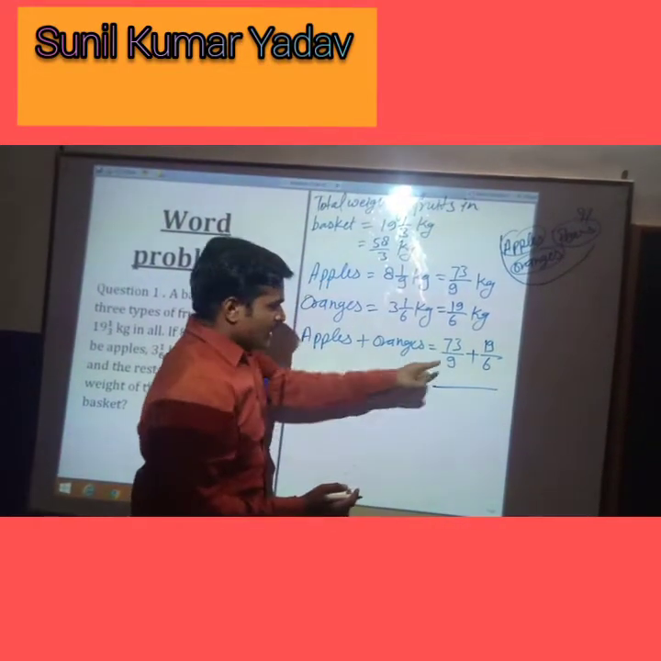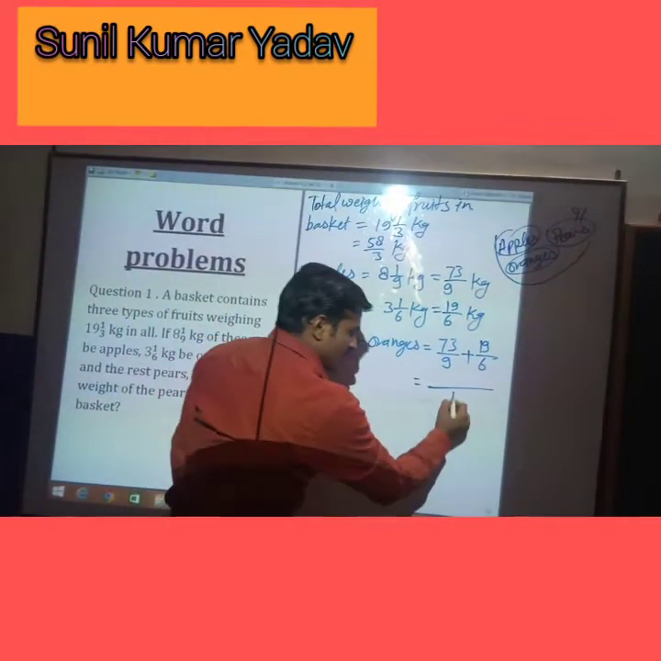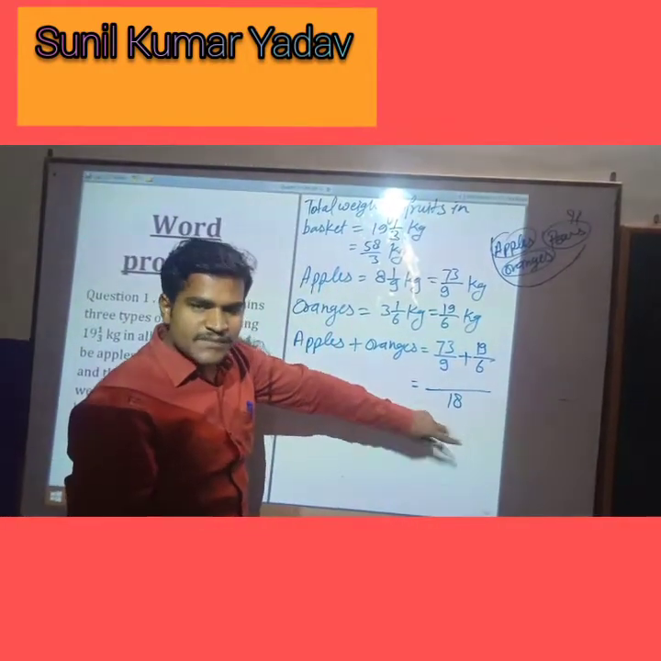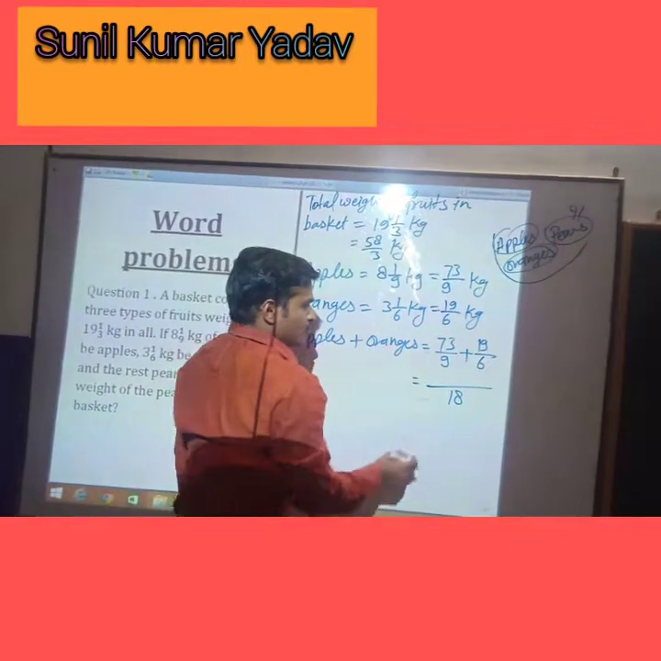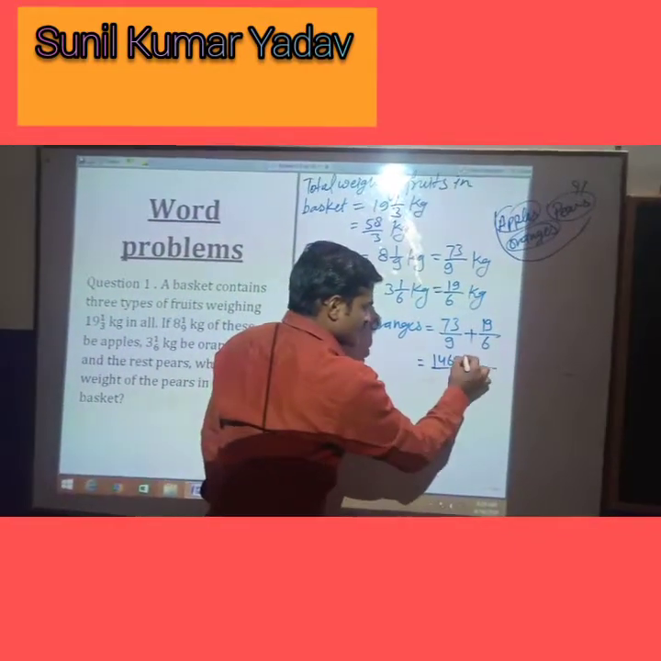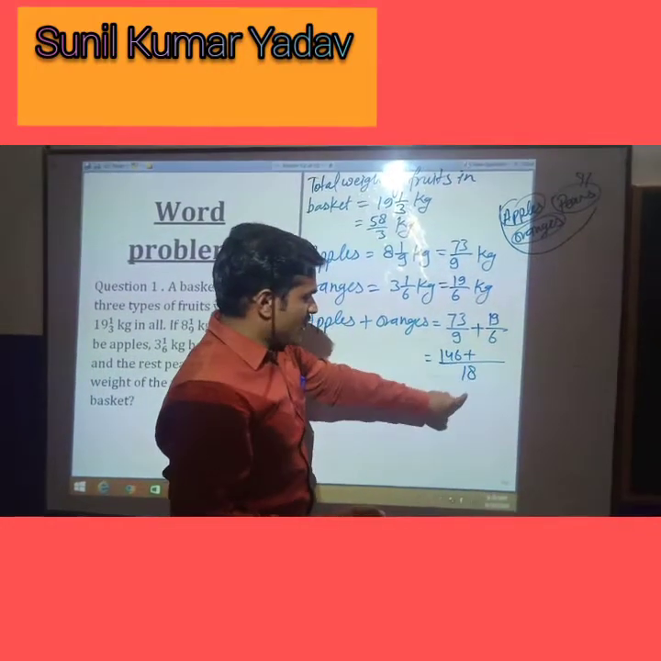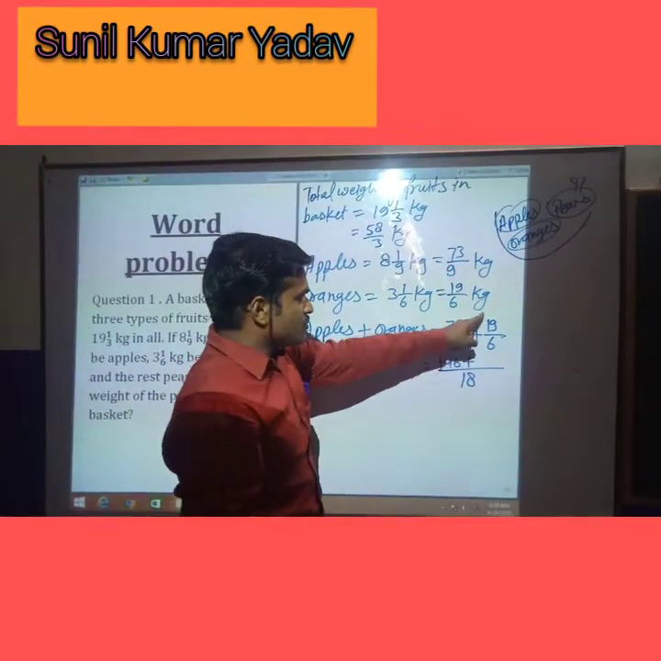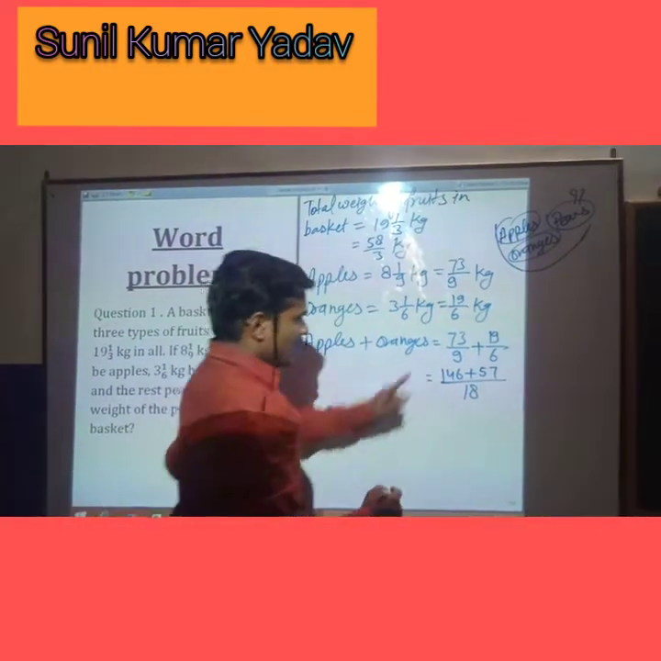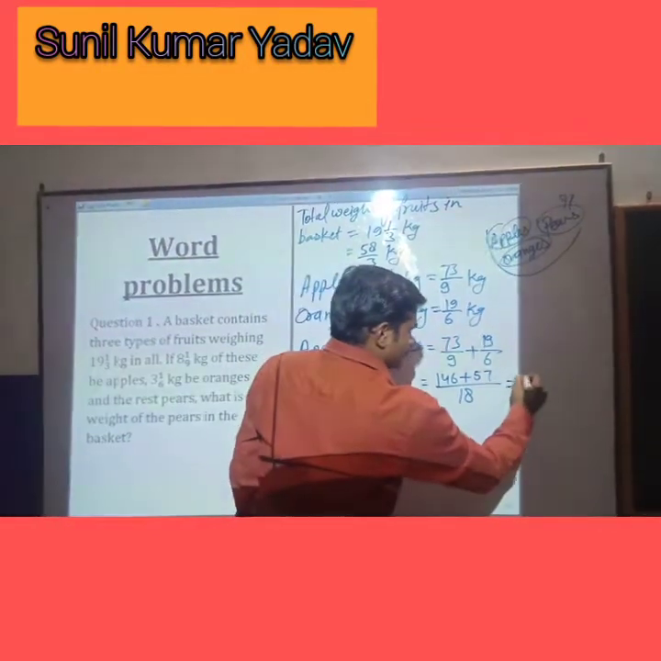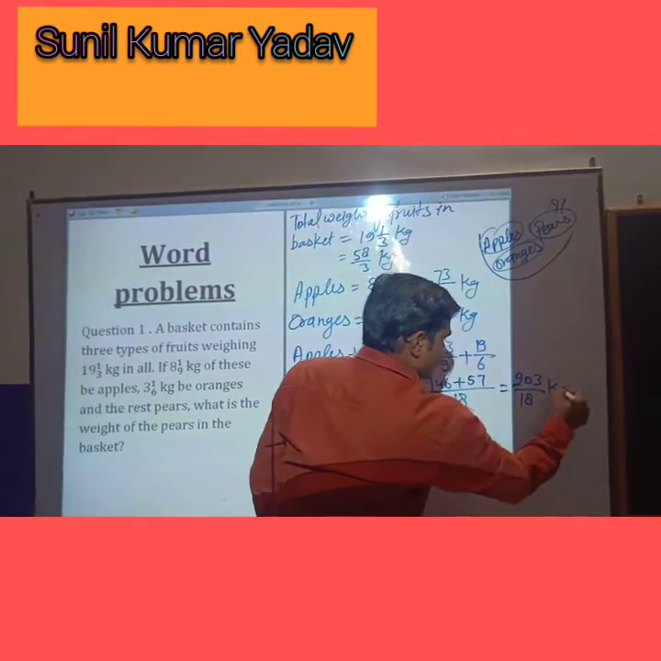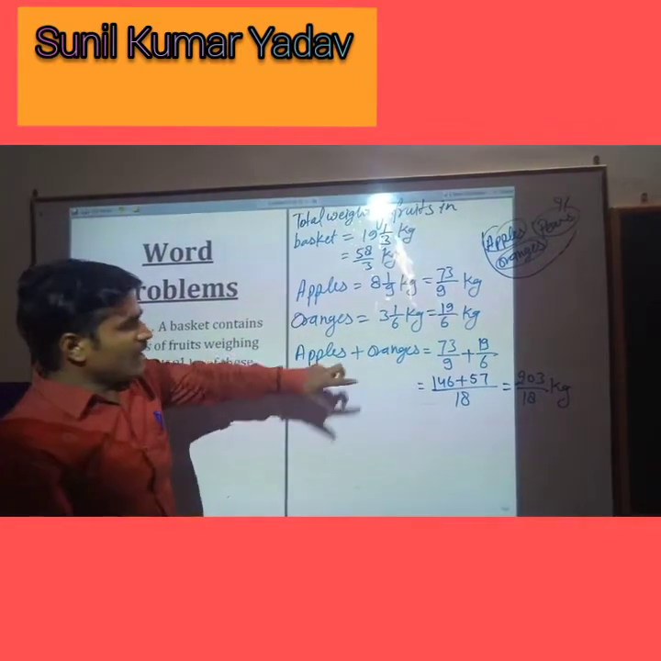What do we get? The LCM of 9 and 6 is 18. Very good. So 9 divides 18, it gives 2. So 2 multiplied by 73 is 146. Plus, 6 divides 18, it gives 3. So 3 multiplied by 19, 19 times 3 is 57. Add it. So what we get? 203/18 kg is the weight of apples and oranges.